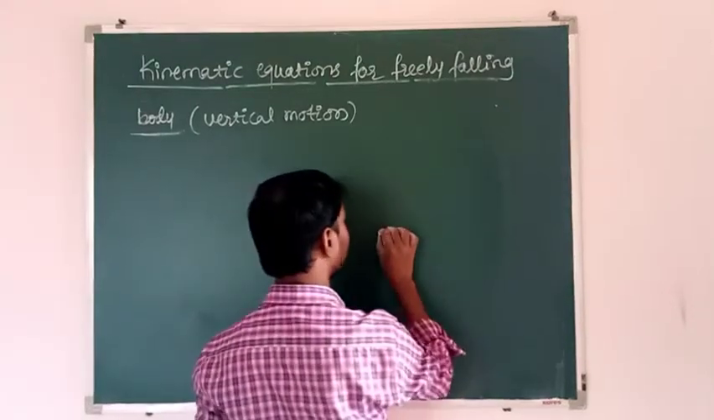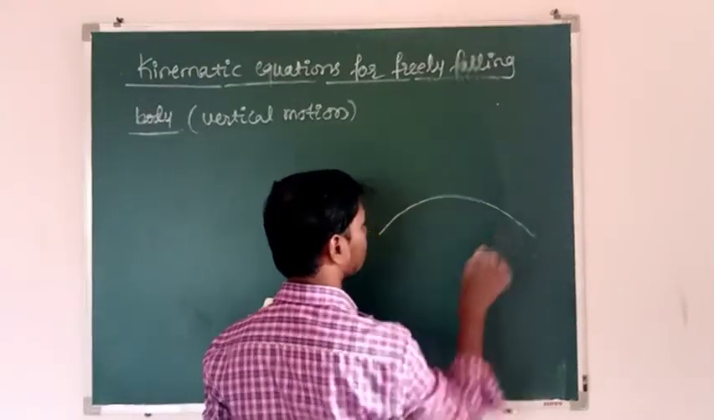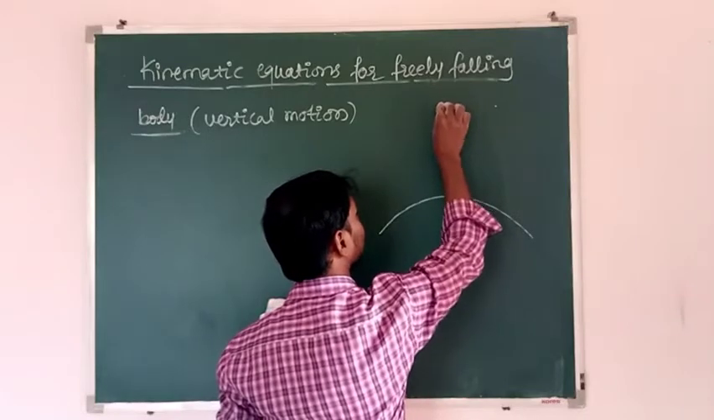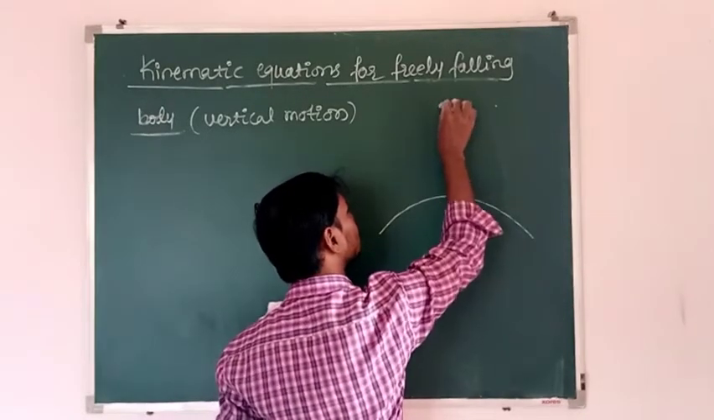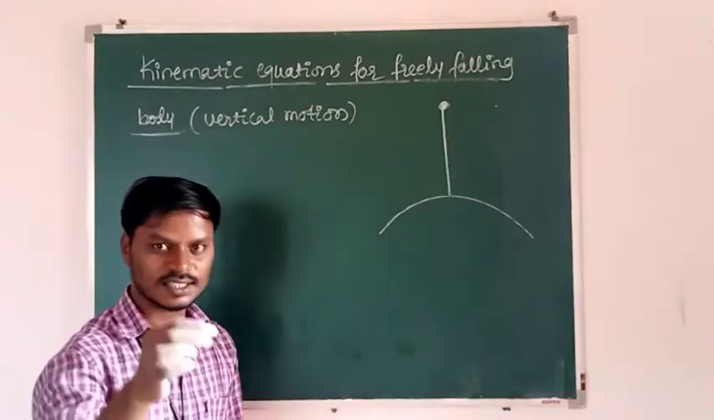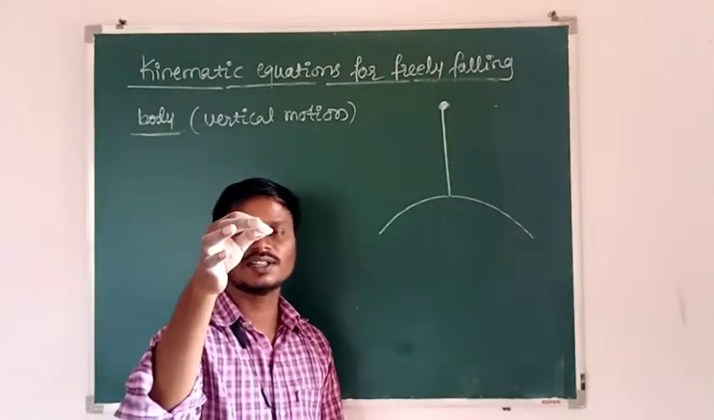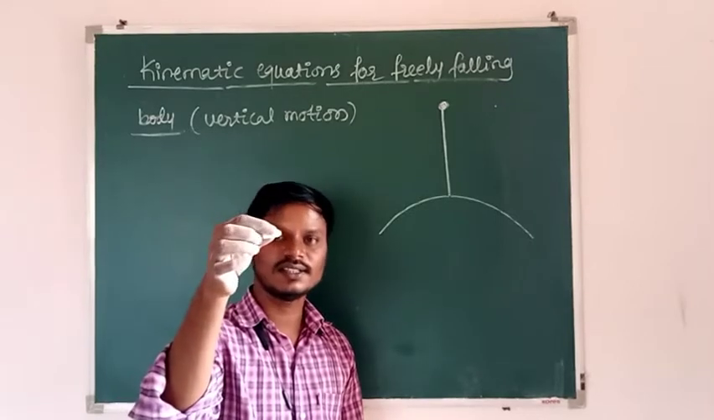Now let us consider this is the Earth's surface and there is a body which is initially at rest. For example, let us consider this chalk. This chalk is in my hand and initially it is at rest.